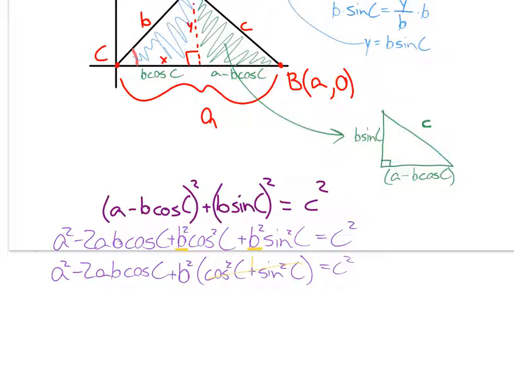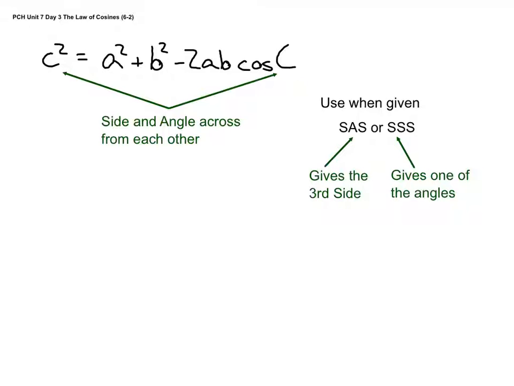So I'm going to rearrange a little bit just to make it look a little prettier here, but we got c squared equals a squared plus b squared minus 2ab cosine of angle C. And we just derived and proved the law of cosines. Alright? I knew we could do it. So we just derived the law of cosines, and that's what we see right here.